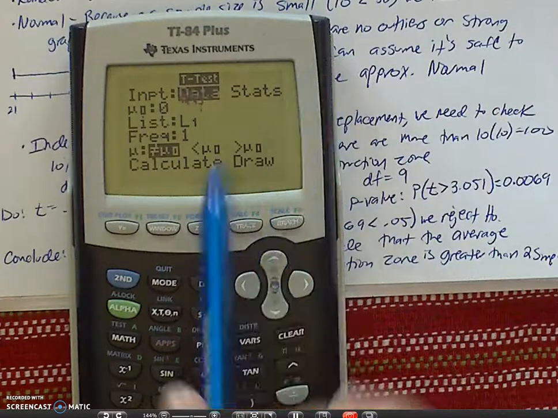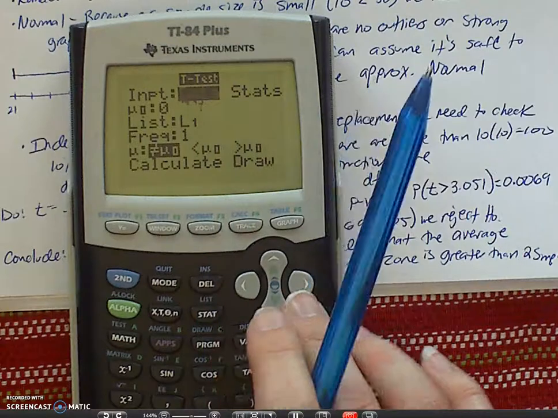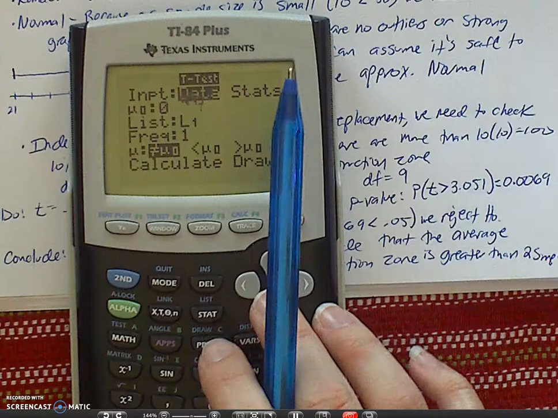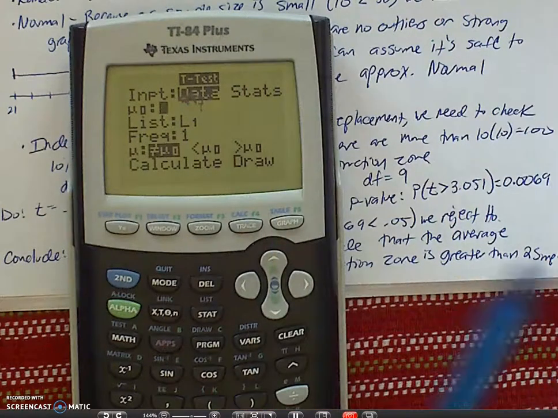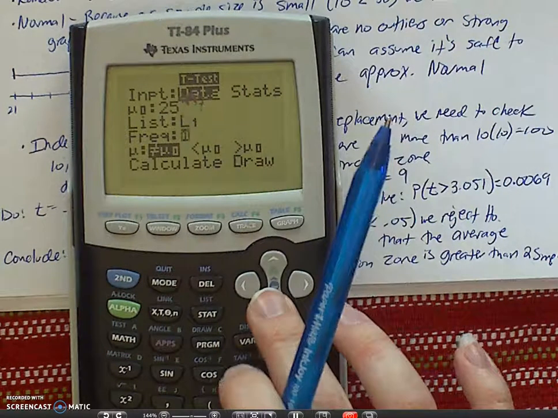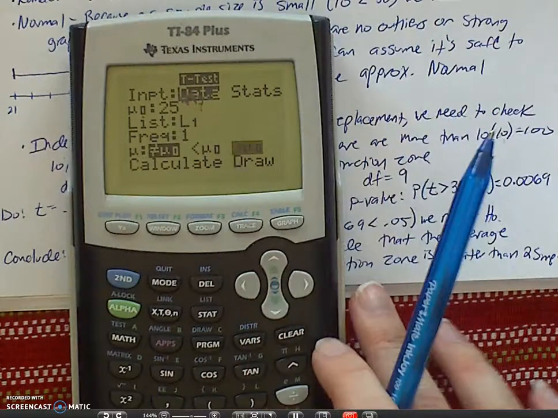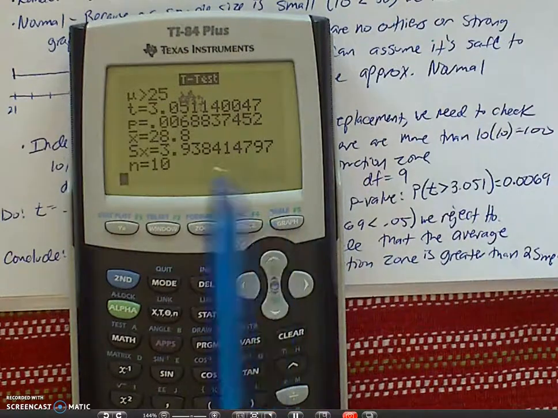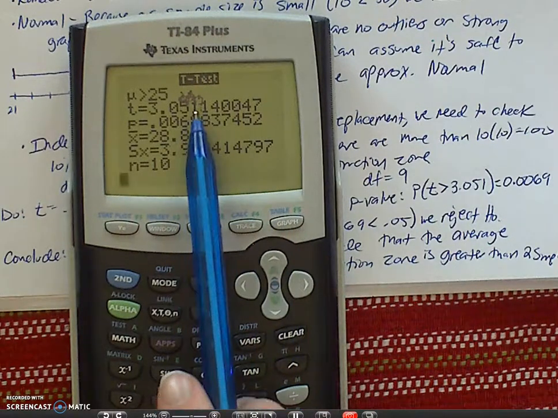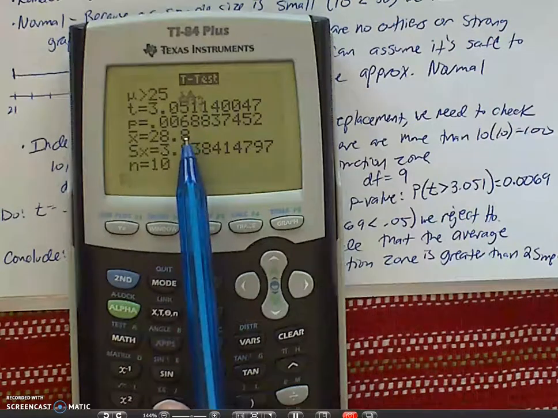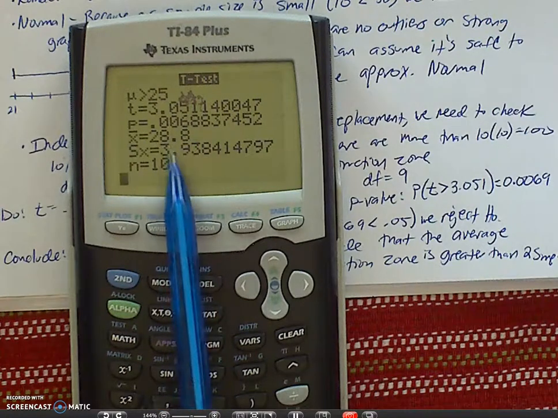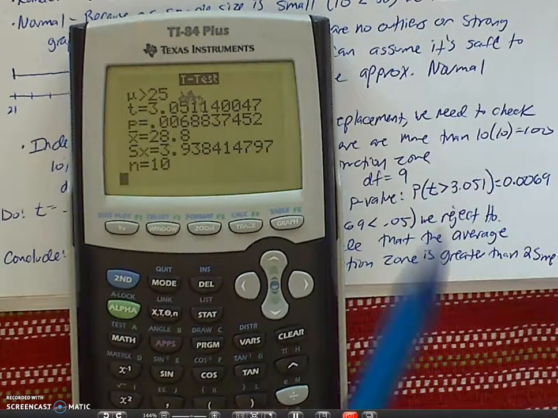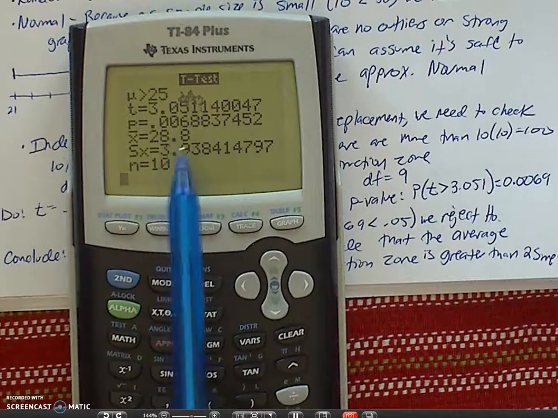Now there's two options here for input. There's data and there's stats. We actually have the data here, meaning that my data is in list 1. The claim was 25, and this was a greater than test. So when I go to calculate it, it tells me all the things. It gives me exactly what I had for t, what I had for my p-value, my sample mean, my sample standard deviation, my sample size. So a great way to check it is using your calculator.